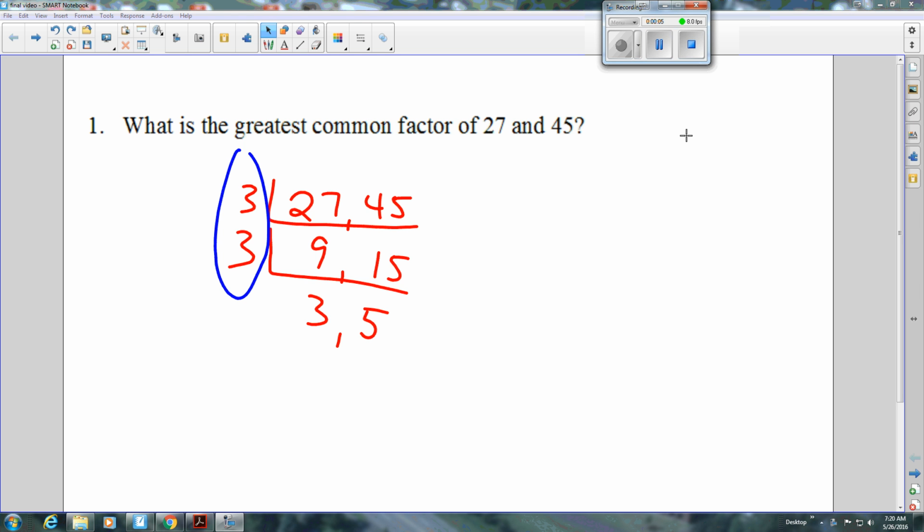The first question reads, what is the greatest common factor of 27 and 45? Using the ladder method, take out a common factor for both. So 3 goes into 27 9 times, and 3 goes into 45 15 times. Then 3 goes into 9 3 times, and 3 goes into 15 5 times. Your greatest common factor for this one is going to be 3 times 3, which equals 9.